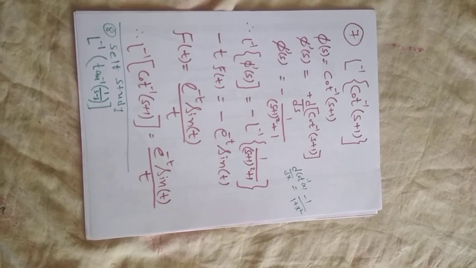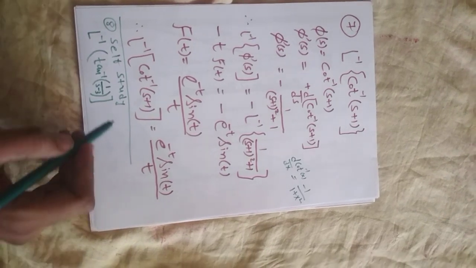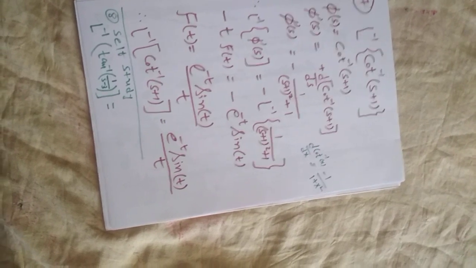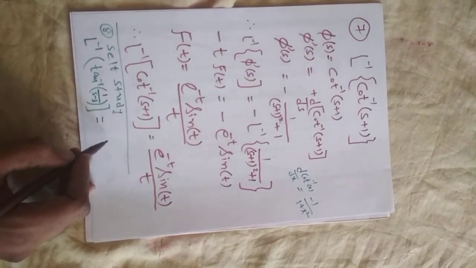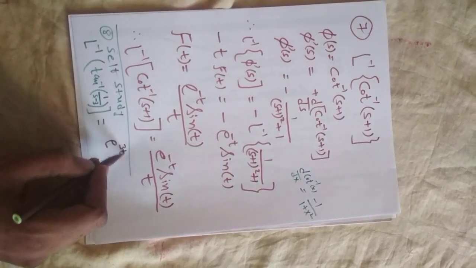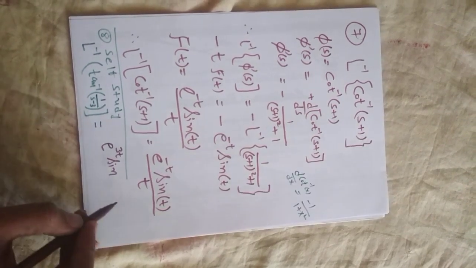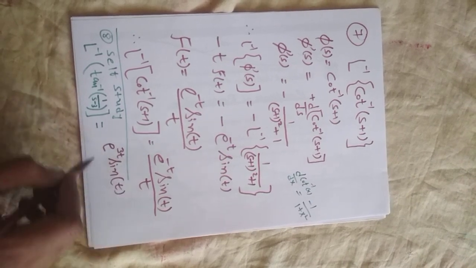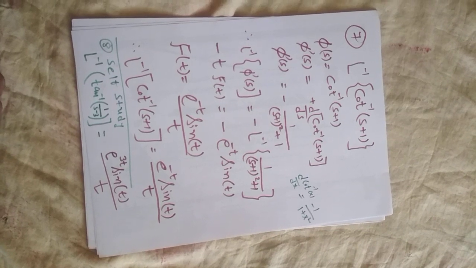I am giving you one more example for self study. L inverse of tan inverse (1 upon s minus 3), and its answer should be e raised to 3t sin t upon t.